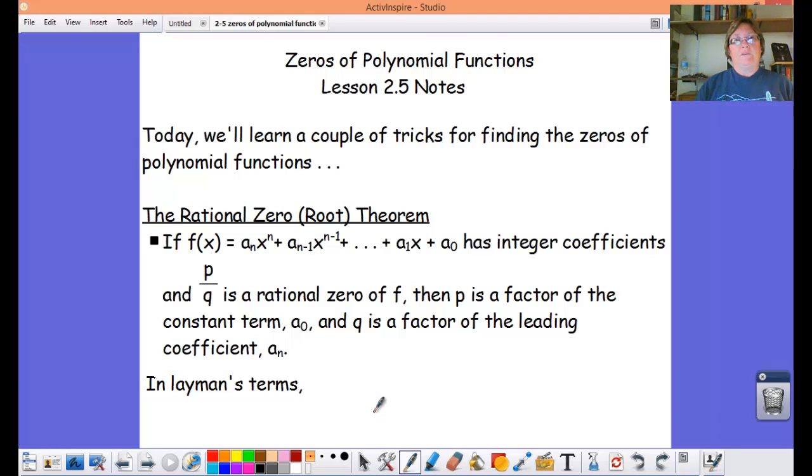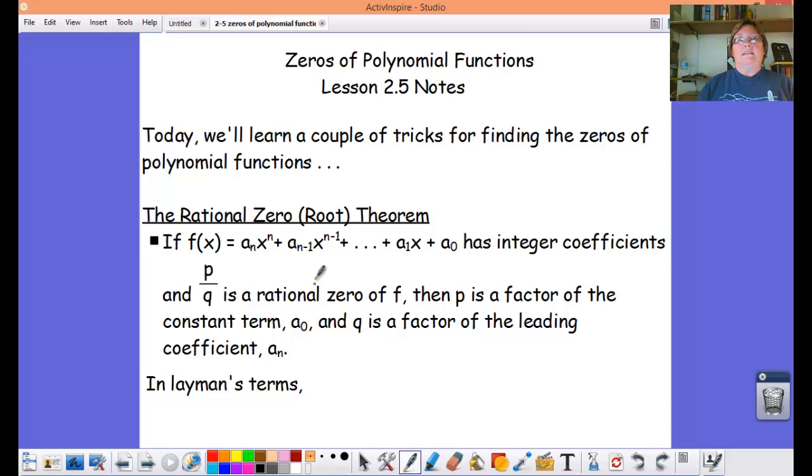Really, this is a wrap, folks. You already have many tricks for finding the roots or the zeros of polynomials. Today we're going to give you just a couple more little tricks, and then we'll have really a nice toolkit for solving polynomial functions. We'll begin with the rational root theorem.